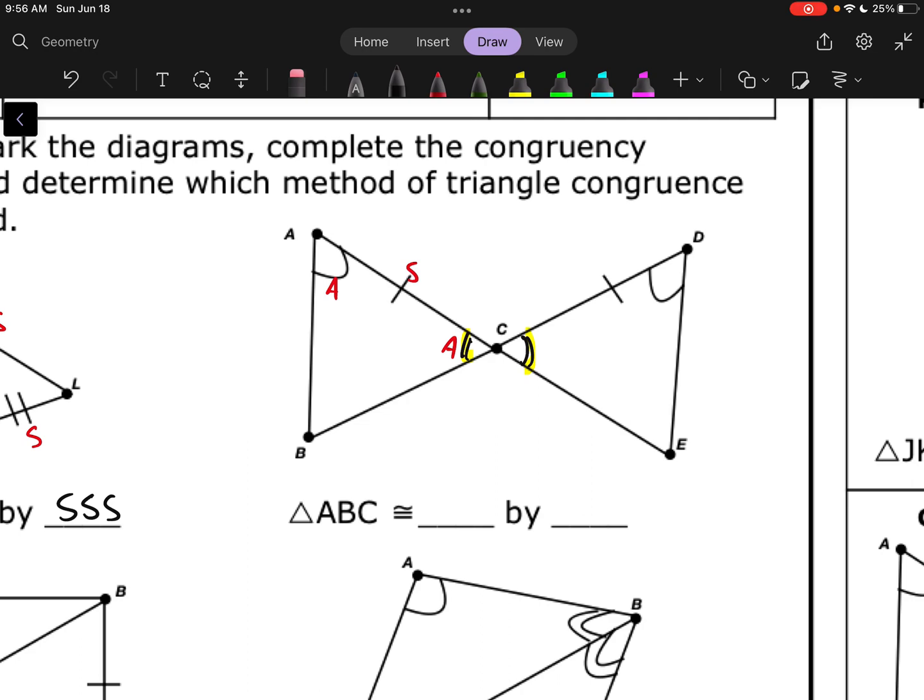So let's complete the congruency statement. A, B, C congruent to, well, A goes with D, B would go with E, and C goes with C. And like we said, angle, side, angle. We'll make a little mark. We got to mark those vertical angles.